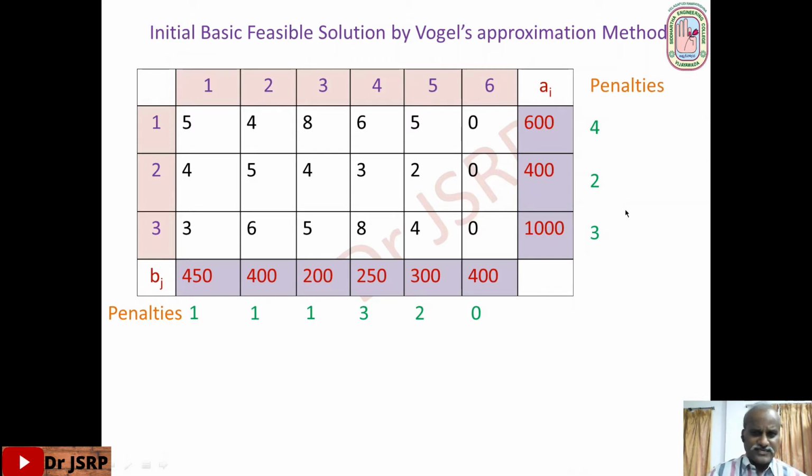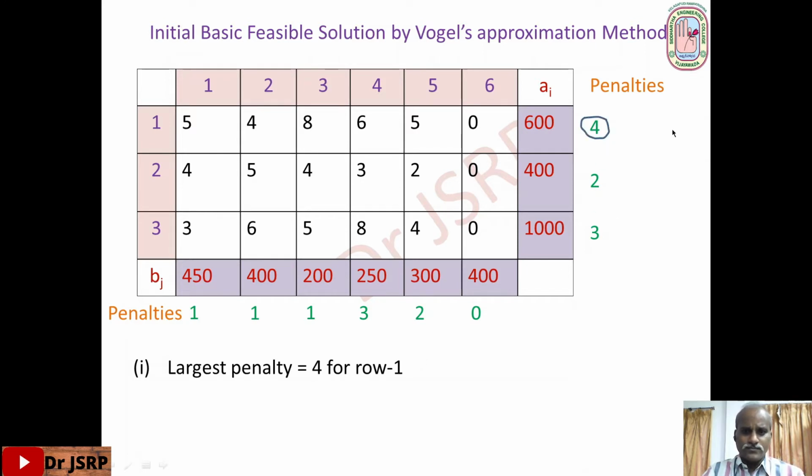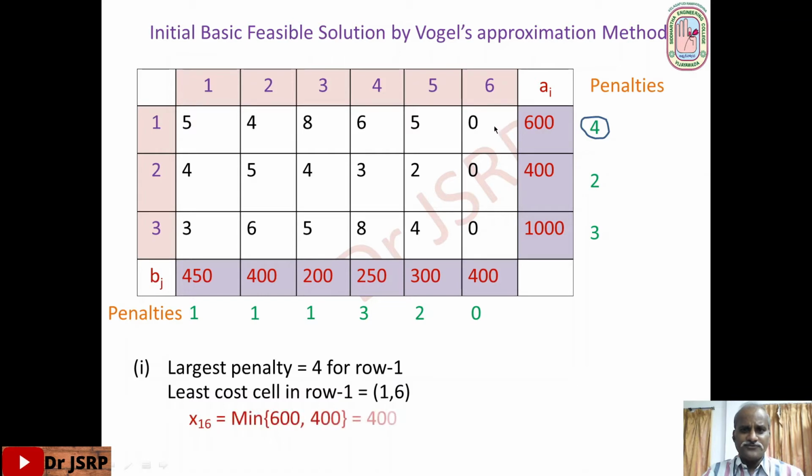So what is the next step? Identify the largest penalty among all these penalties. The largest penalty is clearly 4, for row 1. So in row 1, we identify the least cost cell. In row 1, the least cost cell is the 1,6 cell. For this cell, X16 equals the minimum of available amount 600 and required amount 400. So the minimum is 400. Right here 400, and circle it.